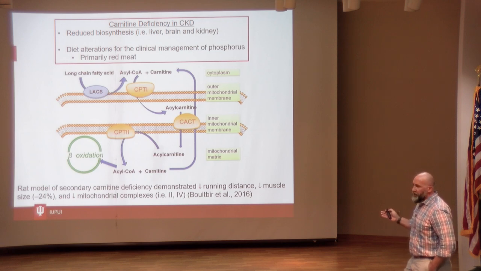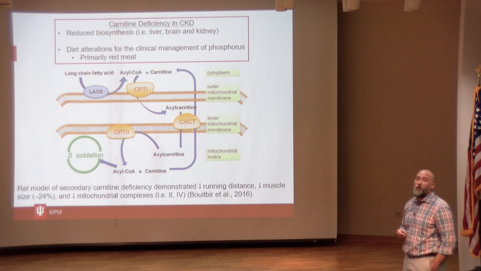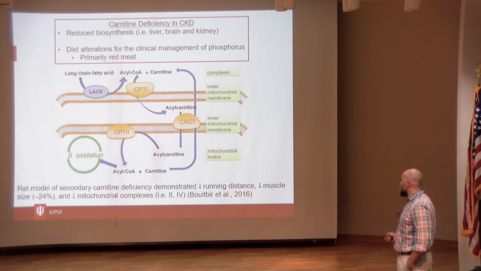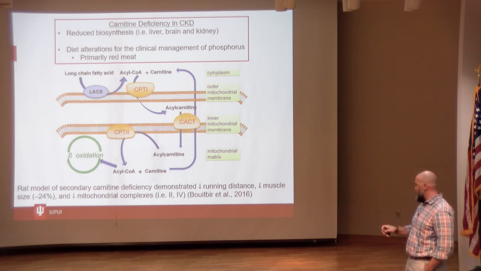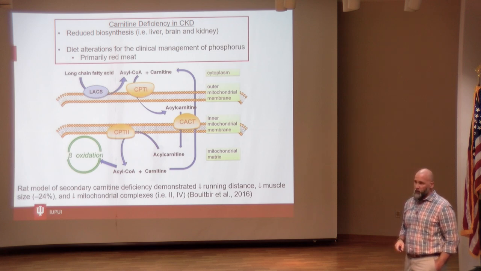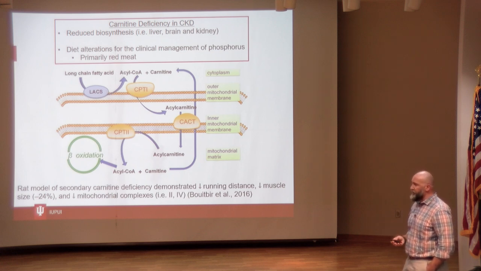There are clinical studies that show when you have a carnitine reduction, you have impaired strength clinically, you have impaired function clinically. A study that was done in 2016, they blocked the synthesis of carnitine, so that's how they created their carnitine deficiency, and they had a reduction in running distance, muscle size, as well as mitochondrial complexes 2 and 4. So they're showing a physical function impact from that reduction in carnitine alone from the kidney disease.